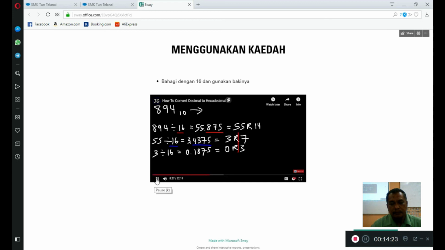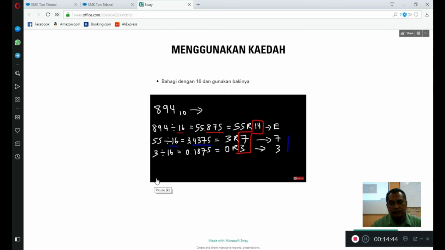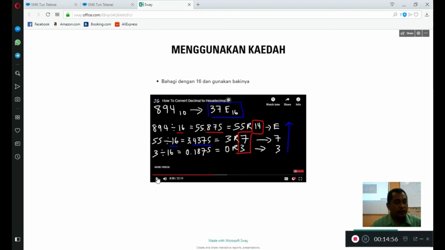Now let's convert the remainder values to hexadecimal values. So 3 as a decimal is 3 in the hexadecimal system. 7 is still 7. Now 14 corresponds to a letter. Using a chart, 14 corresponds to E. We're going to write it from the most significant digit to the least significant digit. Thus 894 is 37E in the hexadecimal system. And so that's it for this example. Itu semua? Okay.